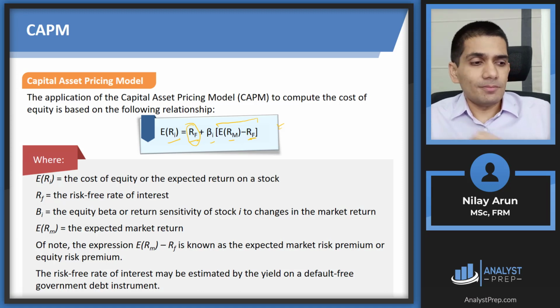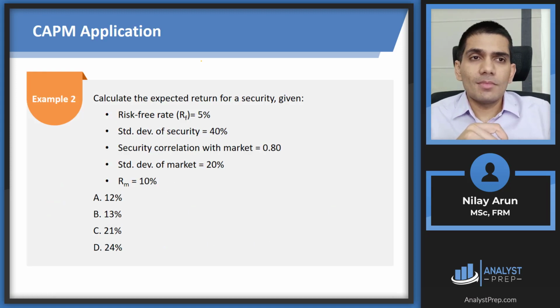Now let's try out a question. We need to calculate the expected return for a security. The risk-free rate, which we denote using RF, is 5%. The standard deviation of the security is 40%. The security's correlation with the market, the correlation between I and M, is 0.8. The standard deviation of the market is 20% and the RM is 10%.